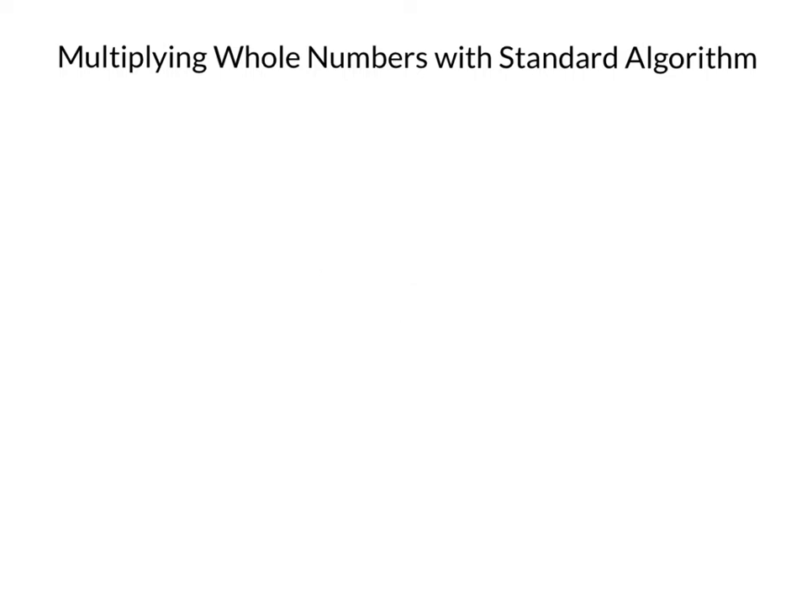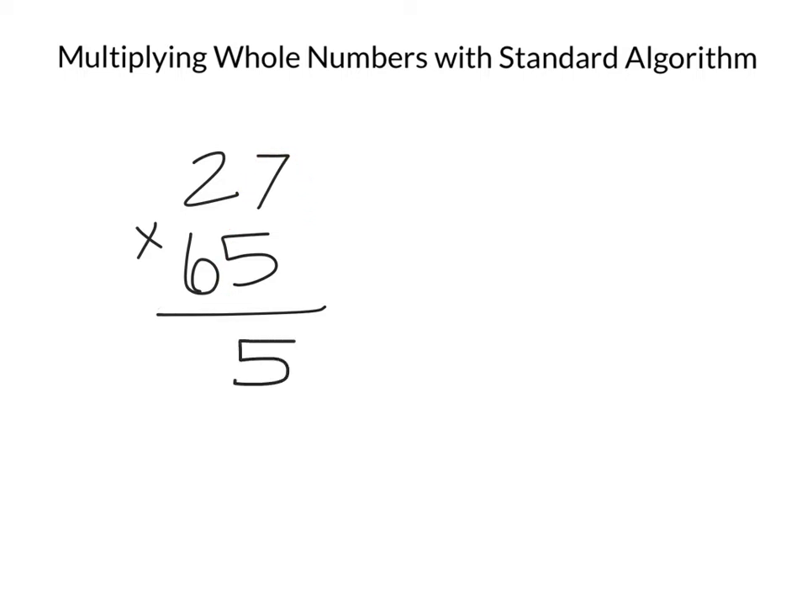Now we are going to multiply a 2-digit number, 27, times a 2-digit number, 65. So what I'm going to do is look just at my 5. So I start multiplying like we have done before. We do 5 times 7 and we get 35. So I drop the 5 and I carry the 3. Then I multiply 5 times 2 and get 10. I add 3 to get 13.